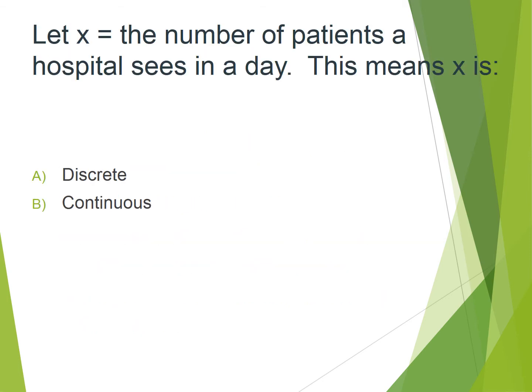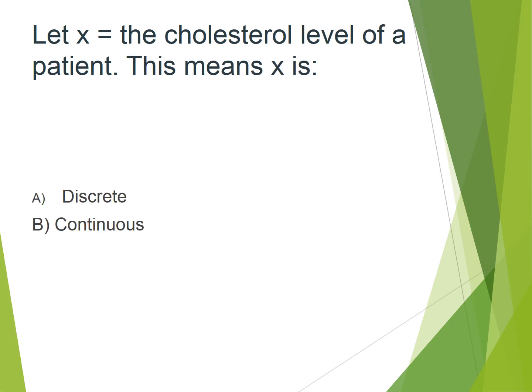Let's practice this a little bit. Let X be the number of patients a hospital sees in a day. Think about it for just a minute: are we counting this or are we measuring this? We're counting this, so it is discrete. Let X be the cholesterol level of a patient. Now we've got to think, are we counting cholesterol level or do we measure cholesterol level? You're right. We measure cholesterol level, thus it's continuous.